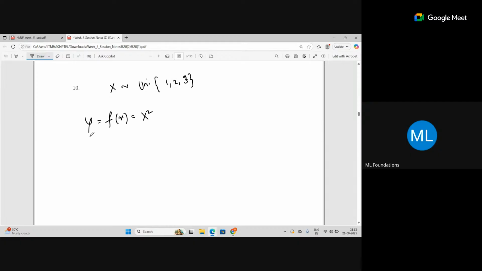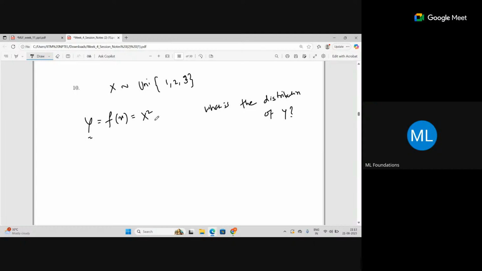function of the random variable x. Okay, and what is that function? That function is x square, correct? Okay, and if I ask you what is the distribution of y, can you tell me? So what do you do in this case? You try to find out its range, right? What is the range of y? Or what are the values taken by y?